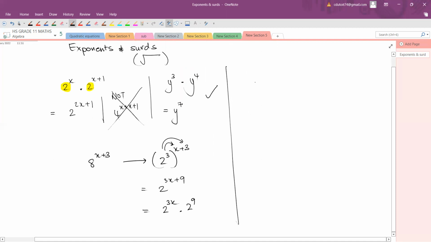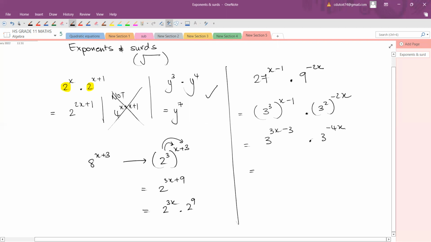So if I have 27 to the power of x minus 1 times 9 to the power of minus 2x, I can do the following. 27 is 3 to the power of 3, and then x minus 1. And 9 is 3 to the power of 2, minus 2x. Happy? Yeah. Okay. That is 3 to the power of 3x minus 3 times 3 to the power of minus 4x.